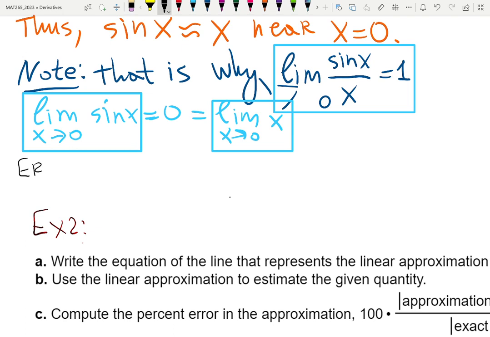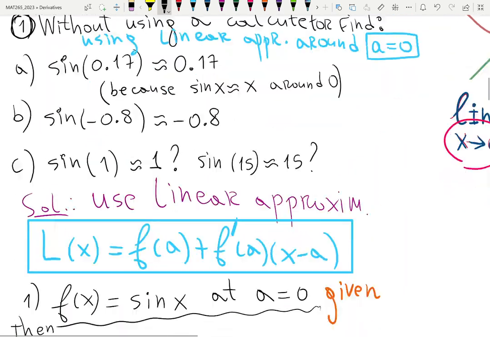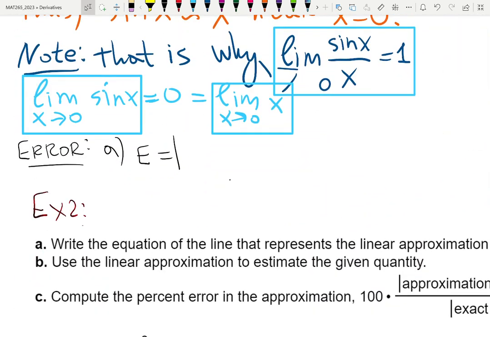Double R. Three R's. Error is E, so let's do it for A. E is the absolute value of exact minus approximate. Exact can also mean the best approximation you can have. So if you use your calculator, what is sine of 0.17? I will do sine of 0.17 minus 0.17, in absolute value, because we don't care about the sign.